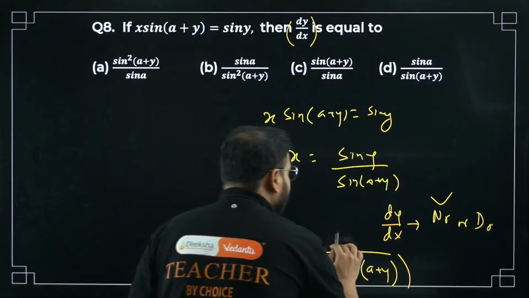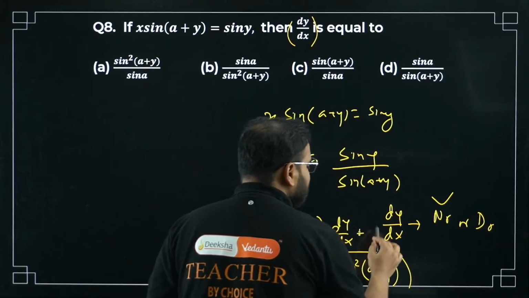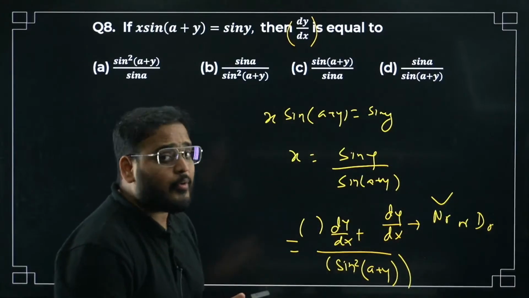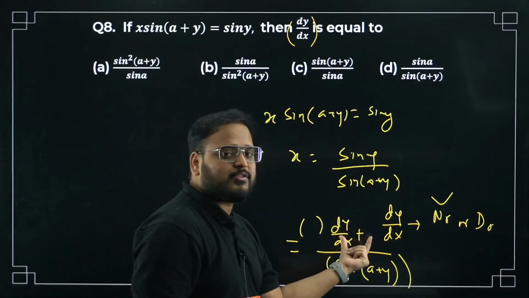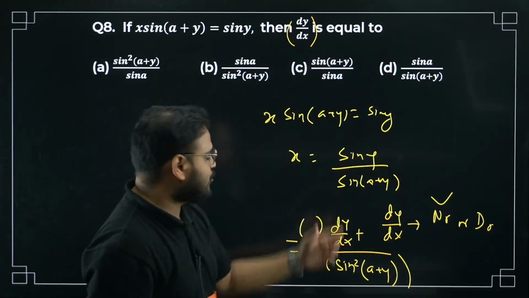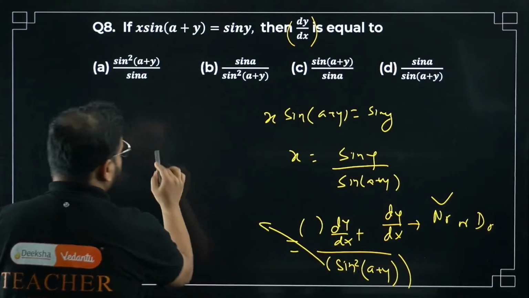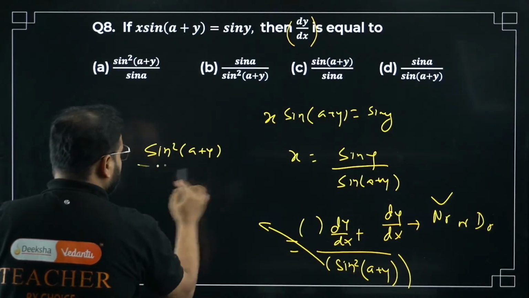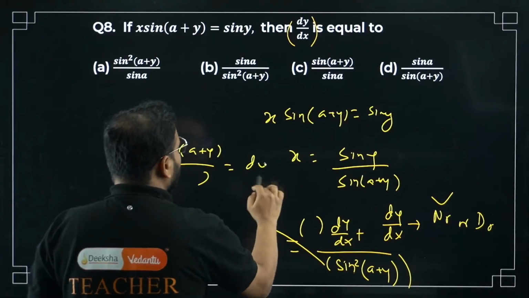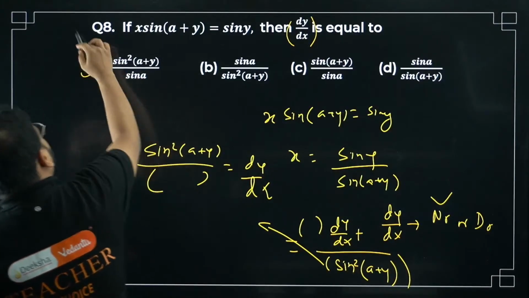For that reason, of course, this will be in the denominator, no? And you'll have the derivative in the numerator somewhere. You'll have some term over here and some term over here also. I'm not doing the differentiation; that you can do, I know that. Just understand you'll have dy by dx over here. They're asking you the dy by dx value, so of course this will come over here in the numerator. If you take this on this side, it will become like this, no? Sine square(a plus y) over something will be equal to dy by dx. Look for the suitable option. Option A.